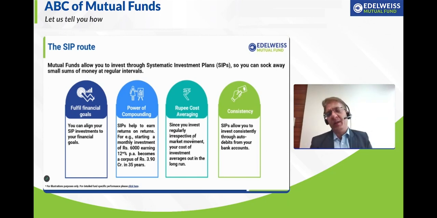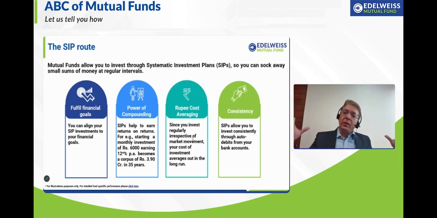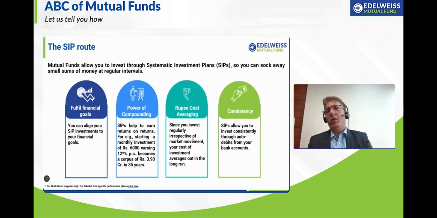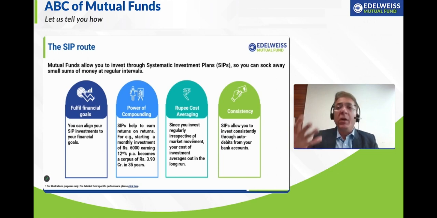For example, if you just invest 6,000 rupees for a period of 35 years, and every year you're earning an average of about 12 odd percent, you would create something close to 4 crores, 3.9 crores over these 35 years. Now, 6,000 rupees is not a very big sum, right? So in a year, 6 into 12 is 72,000 rupees. Multiply that by 35 years, that's your investment. But what you get is 3.9 crores.